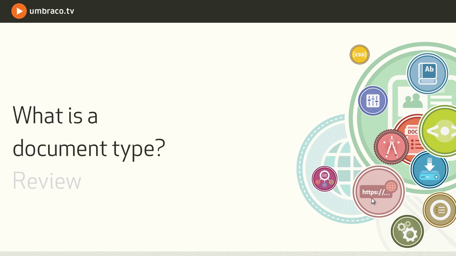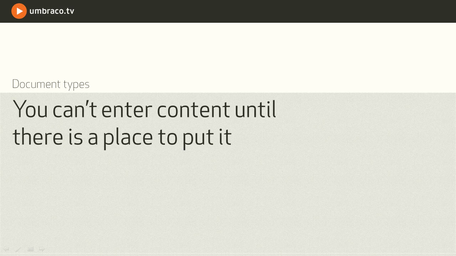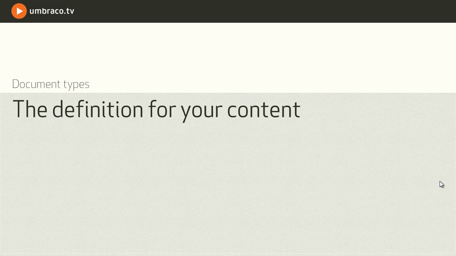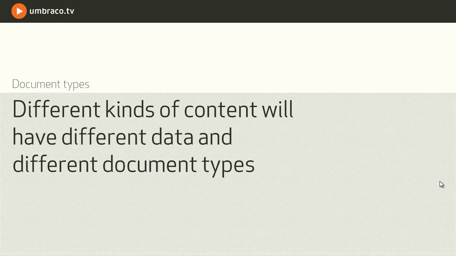Let's review this episode. First, you can't enter content in Umbraco until there is a place to put it, and that's the document type. A document type is the data definition for your content. Different kinds of content will have different data and therefore different document types. Because Umbraco isn't a system you just theme or skin, you can mold and fashion Umbraco to fit your needs precisely, and it all starts with document types. Document types is one of the reasons why Umbraco is so flexible and powerful. Now that you've come to understand what a document type is, it's time to go hands-on in the remaining episodes.